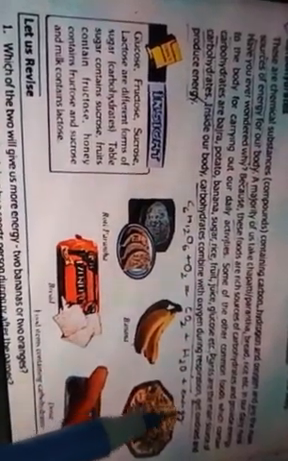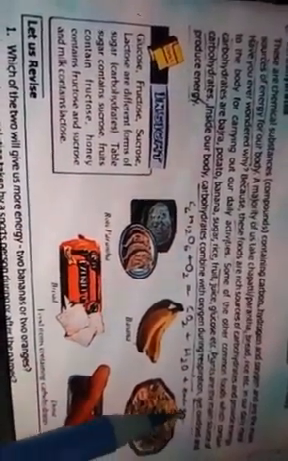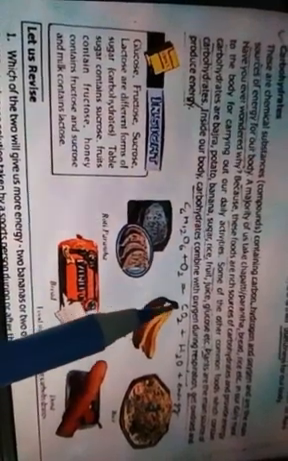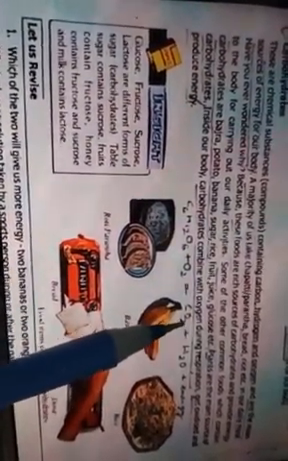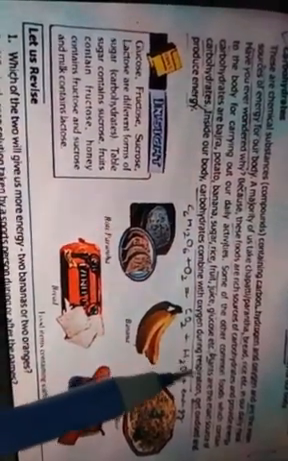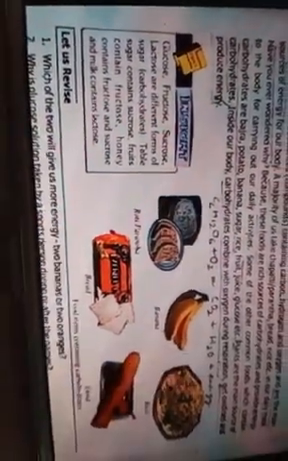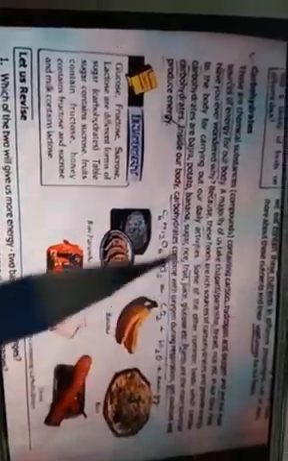This energy is used, and we all know that during respiration we breathe out carbon dioxide, and there is also water. Okay, so this is the carbohydrate.